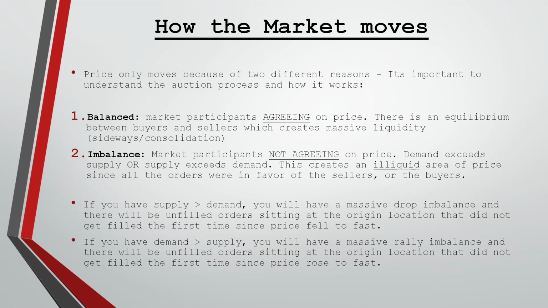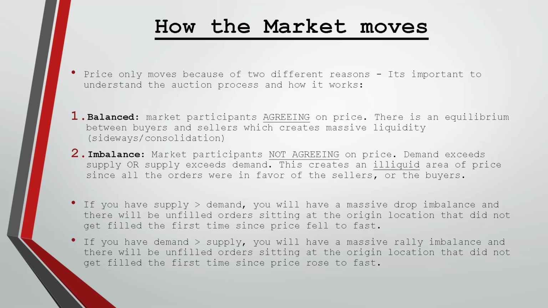Same thing with the stock market. You have sellers looking to sell at, let's say, $100, but you have buyers looking to buy at maybe $99. So you have an equilibrium basically on price, and because of this, you have massive liquidity. You have a lot of buyers and a lot of sellers looking to buy and sell at the same price. Now that's a balanced market.